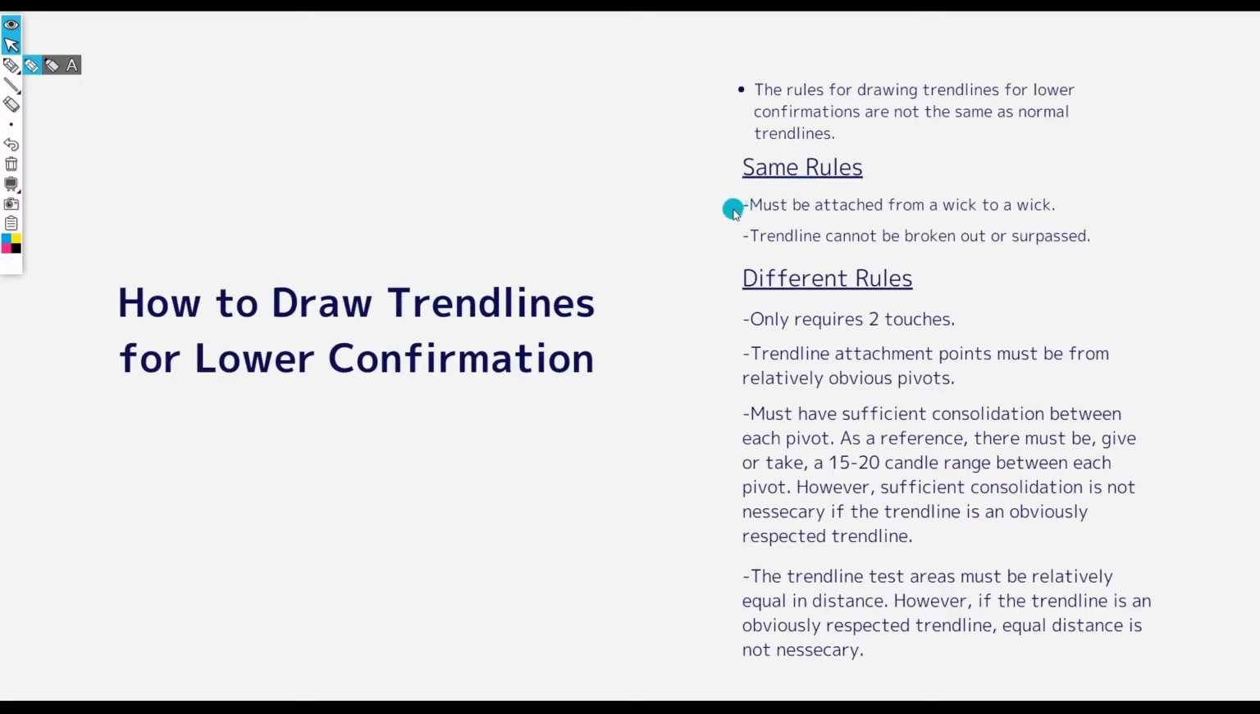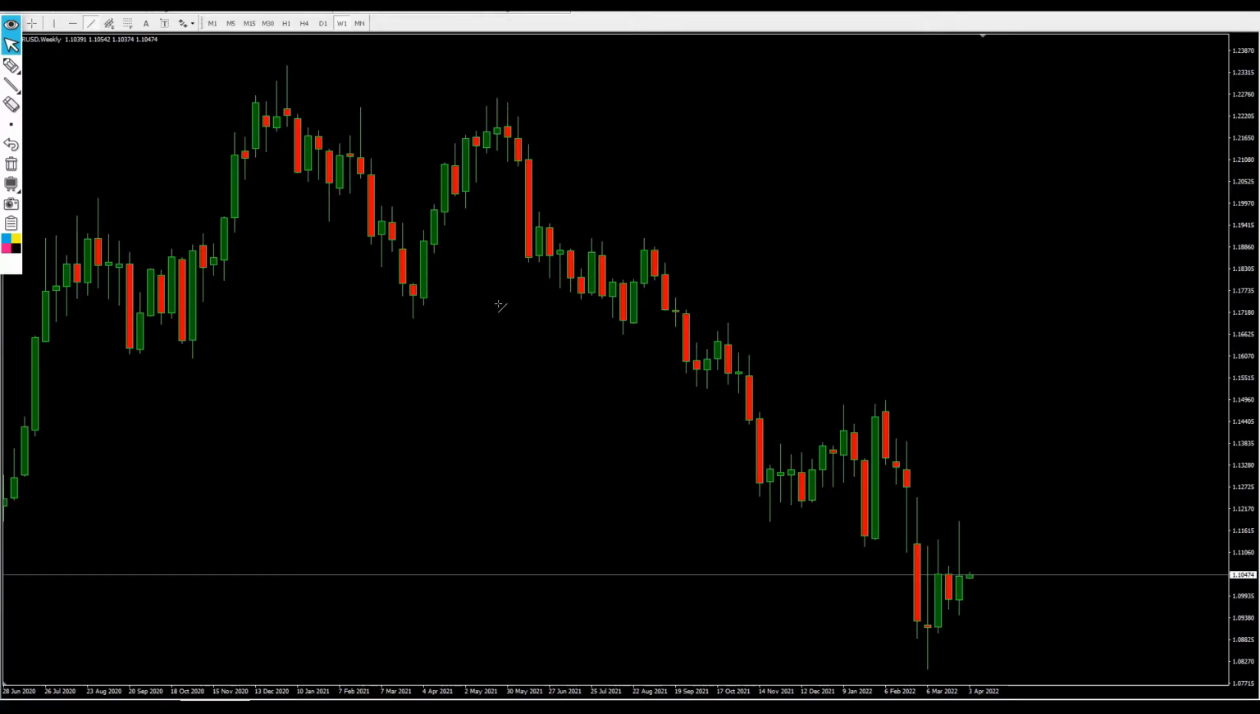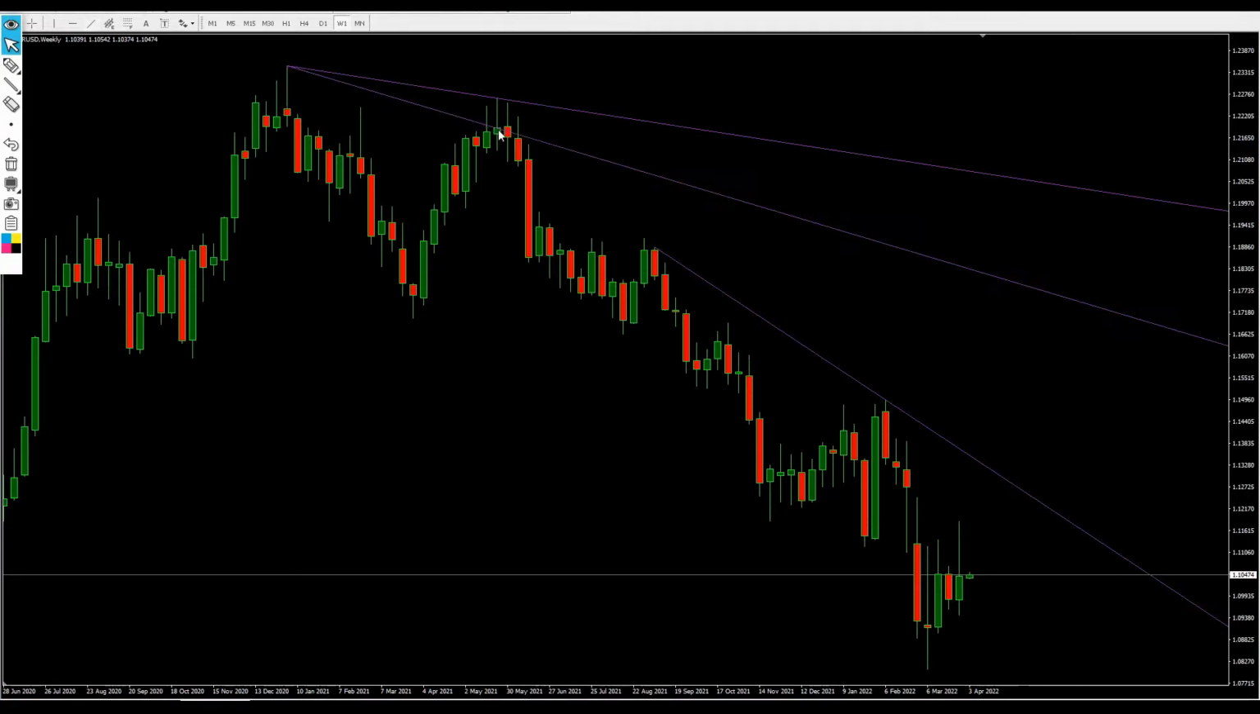Okay, so first of all, the trend lines must be attached from a wick to a wick, and moreover, the trend lines cannot be broken out or surpassed. Okay, so let's just go over these real quick. For lower confirmations, the trend lines must be attached from a wick to a wick, or moreover, from this wick to this wick. And it cannot be attached from a wick to a body, or from a body to a wick. Okay, and moreover, they cannot be broken out nor surpassed.